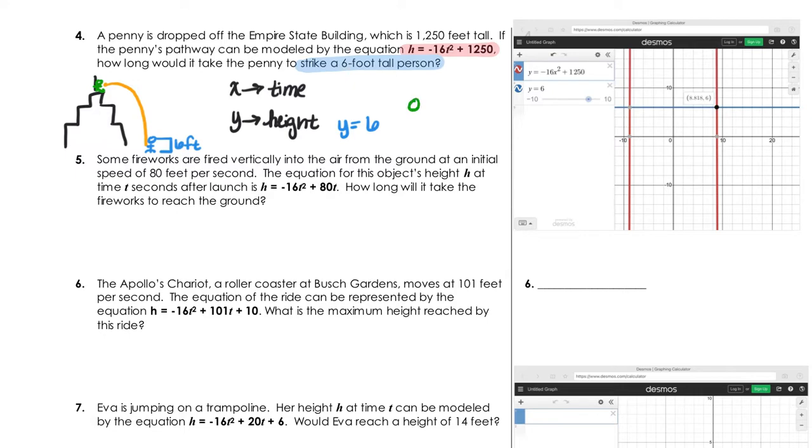And that is 8.82 seconds. So somebody at the very top of the Empire State Building drops a penny, and roughly 8.82 or almost 9 seconds later, somebody who's standing 6 foot tall can catch that. So even though that was not a key feature, it wasn't a vertex, it wasn't a 0, it wasn't a y-intercept, it wasn't an axis of symmetry, we can still use Desmos and graphing and the different tools that we have to draw conclusions based off of a path that an object would take.